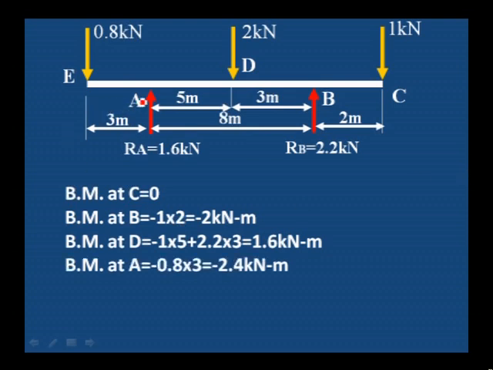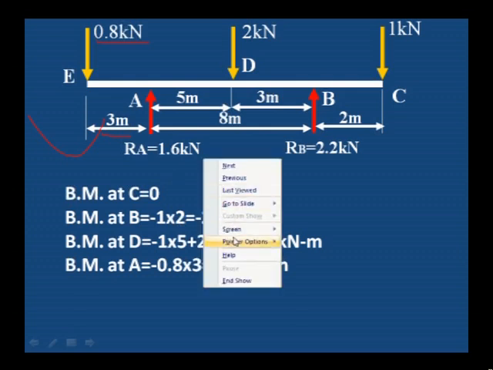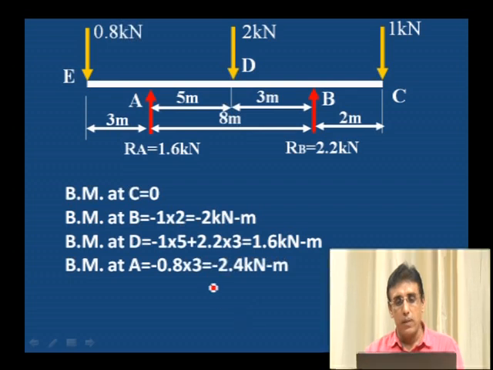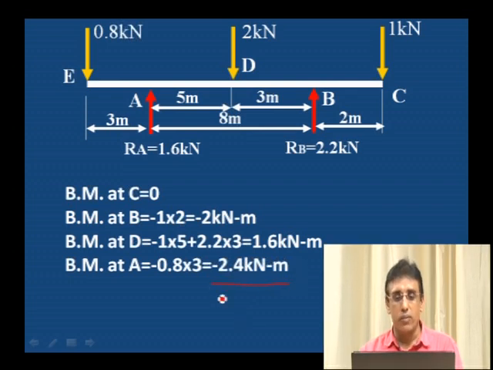Then bending moment at A, we can take left side, 0.8 into distance 3 meter, which is anti-clockwise, minus 0.8 into 3, minus 2.4 kilonewton meter. This force into distance 3 meter. We can take from left or right side. When we are taking left side direction, you have to change the sign of convention.